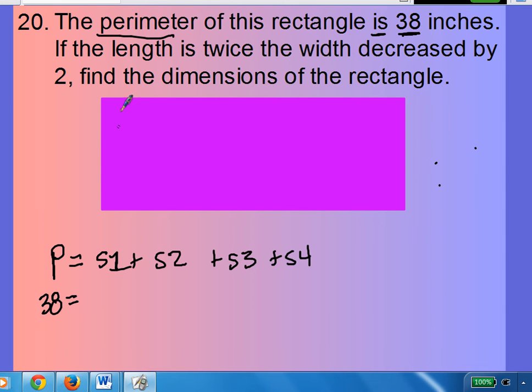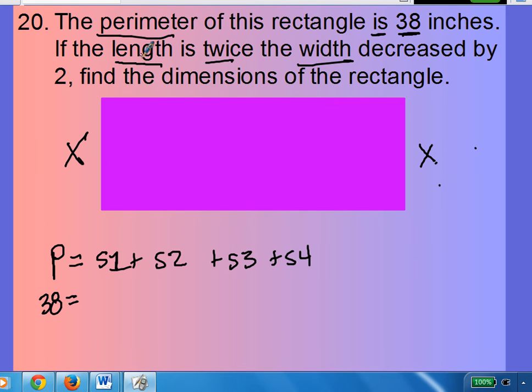Now, let's go mark up our model here. It says, if the length is twice the width, decreased by 2, I'm looking for the thing I don't know anything about. It's telling me a lot about the length. It's telling me the length is twice the width, decreased by 2. But it's not telling me anything about what the width is. I don't know what the width is. So that becomes my thing that's unknown. So I name it X because I don't know anything about it.